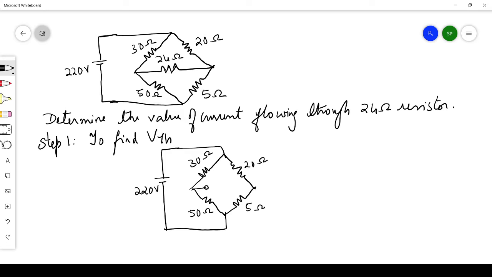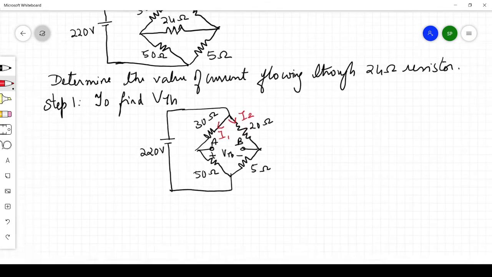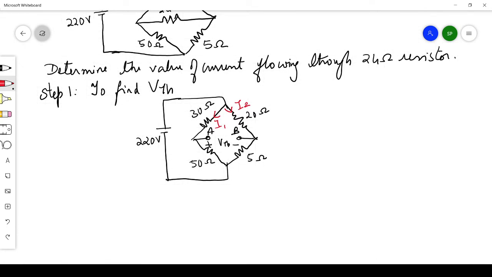Now here these terminals, I'm opening the 24 ohm. So I just mark it as A and B, plus minus VTH. The voltage across this terminal is called the Thevenin equivalent voltage. Now I'll mark direction for currents also. Let me mark the current through this branch as I1, and the current through this branch as I2. We can see that the same current I1 is flowing through this 30 ohm and 50 ohm, and I2 is flowing through 20 and 5 ohm, because these two are connected in series since the A and B terminals are open.